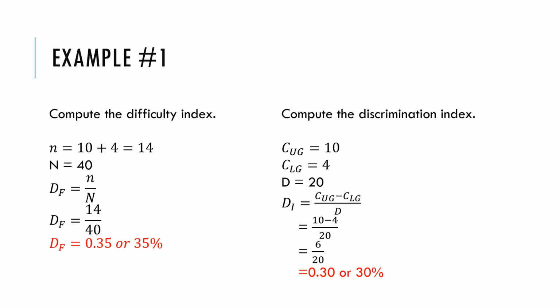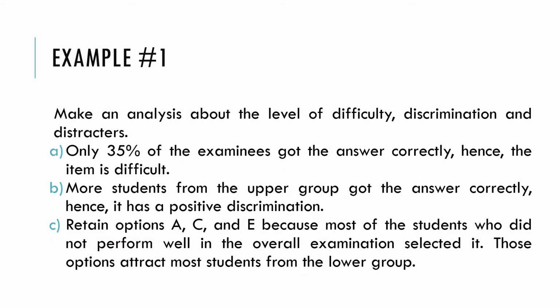Then, right after that, now we have to analyze, no? We have to give analysis sa ato ang answer. So, for letter A, ang analysis niya, only 35% of the examinees got the answer correctly, hence the item is difficult. And then, more students from the upper group got the correct answer, hence it has a positive discrimination. Tama, di ba? Kasi nga, mas marami nakakuha ng tamang sagot sa upper group. That is 10. Okay? Compared to 4. Therefore, that is what we call positive discrimination.